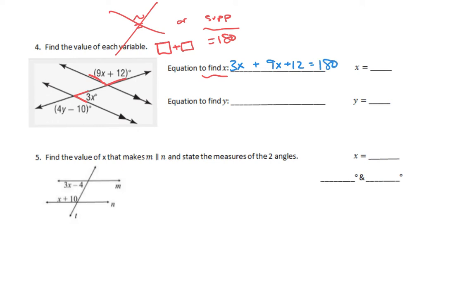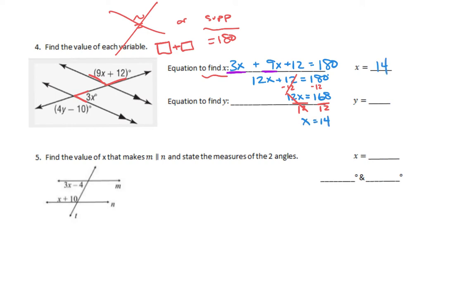Be careful with your algebra. Make sure you combine your like terms here. 3x's and 9x's means I have 12x's. And so 12x plus 12 equals 180. Do some subtraction, do some algebra. The subtraction property of equality. All right, a little division, x equals 14.